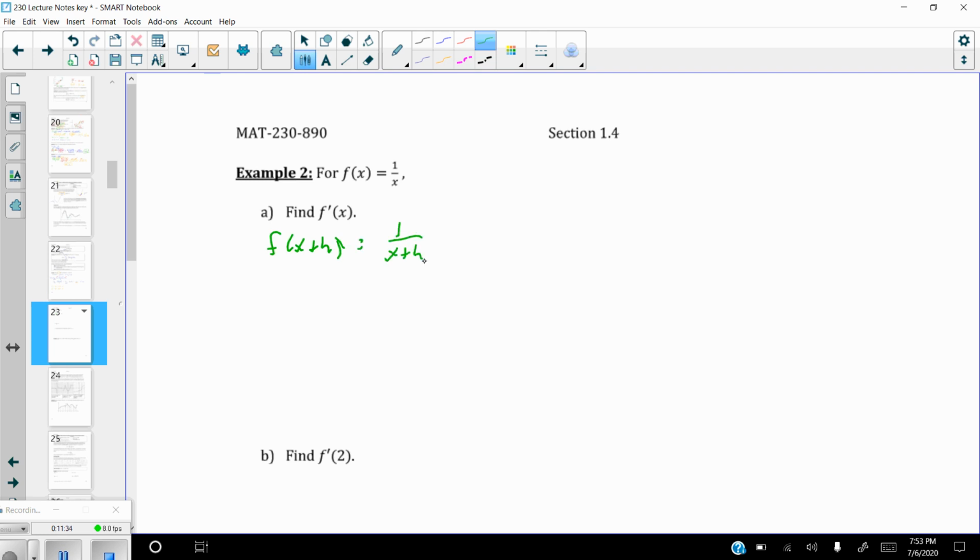So now we have enough to go ahead and write the difference quotient, which is 1 over x plus h minus 1 over x all over h. We need to take the limit as h approaches 0. And that right there is going to be f prime of x. We'll write that notation in at the end. So remember on this one, we had to multiply the top and the bottom by the common denominator of x plus h.